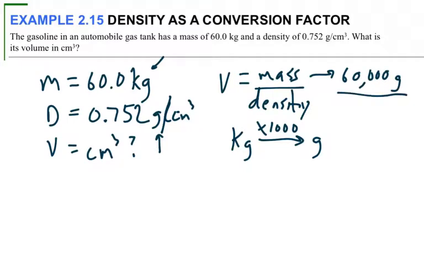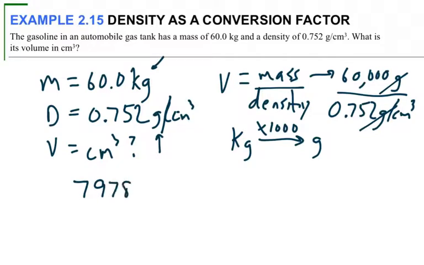Now the volume, the density is 0.752 grams per cubic centimeter. Now what's going to happen is when you do the division, the grams are going to end up canceling. And the number that we get, a pretty big number here, we get 79787.23404.